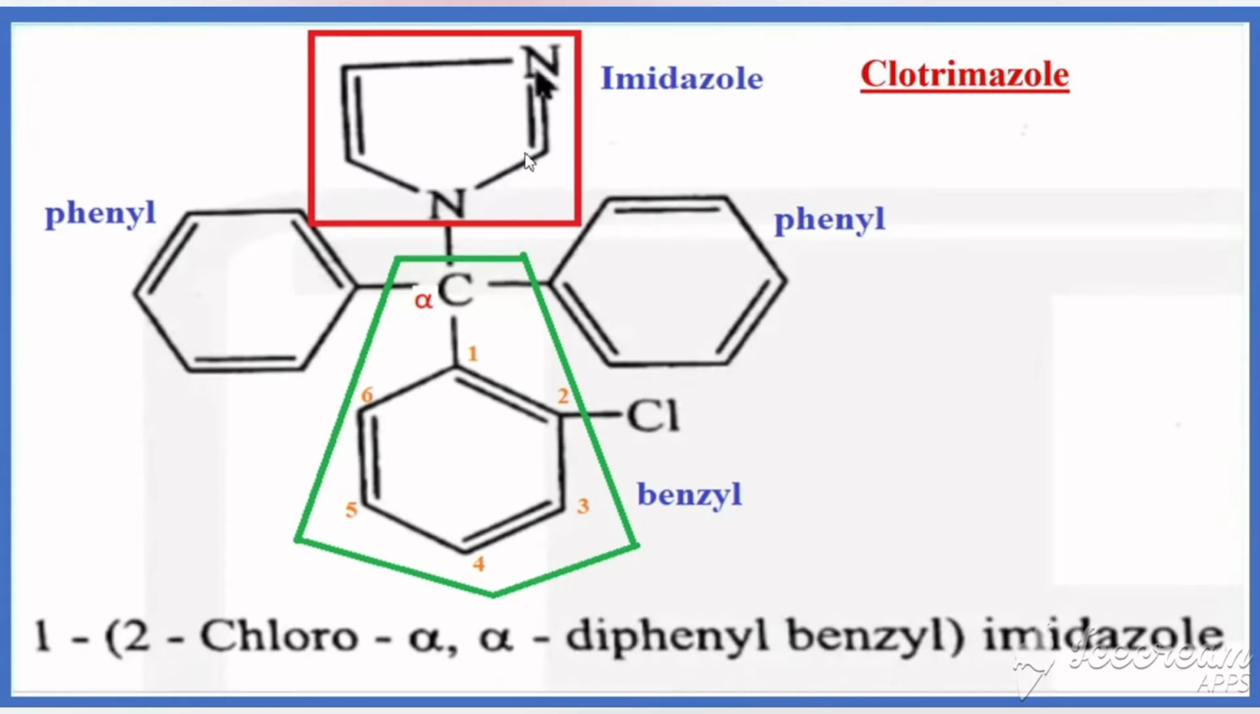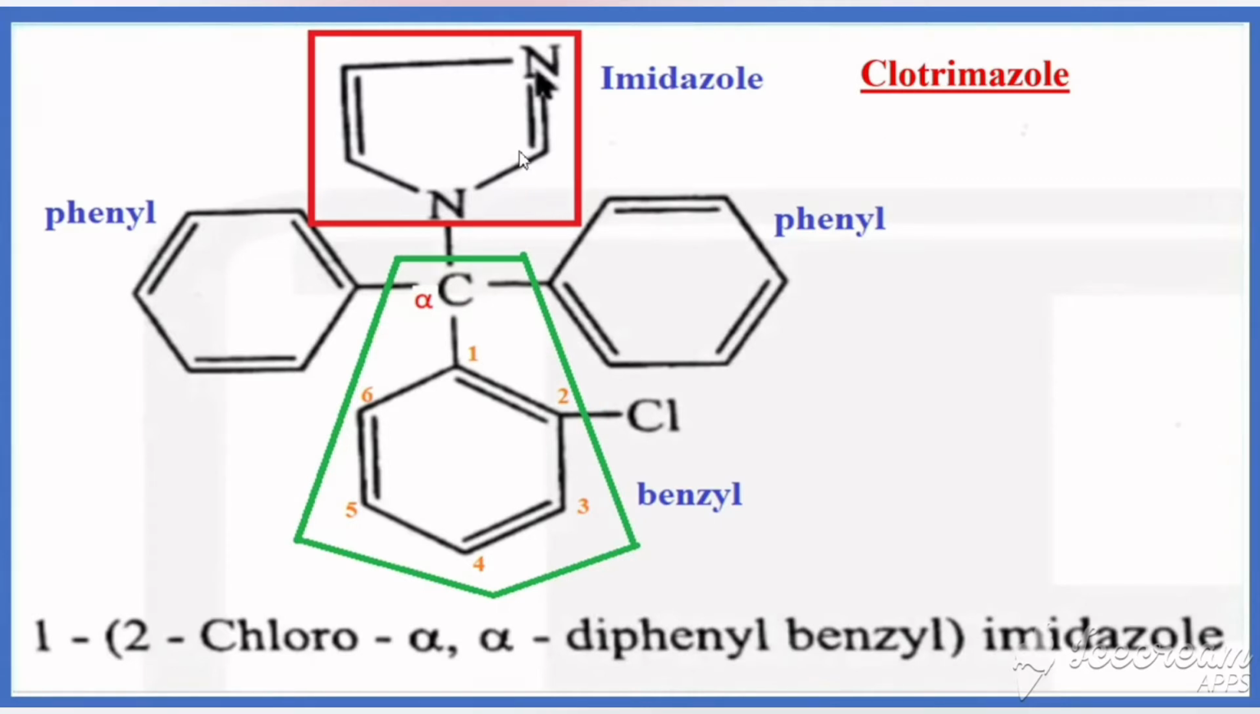So what is there? We have an azole, that is an imidazole, connected to one carbon. M is indicating methyl, so that is one carbon, and that carbon is connected with tri. Tri is indicating the presence of 3 phenyl rings, and one of the phenyl rings is connected with chlorine. So that is the structure for clotrimazole.